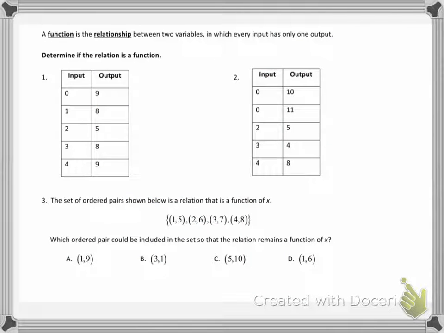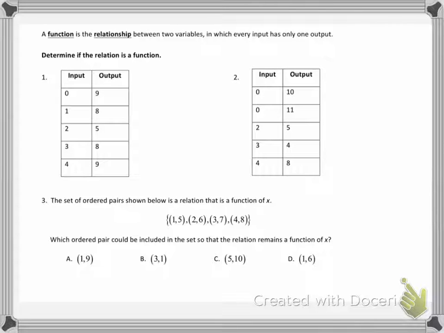Now, we're going to take a look next at how to identify whether something is a function or not. Here is the general gist. So you can see the definition at the top. A function is a relationship between two variables in which every input has only one output. Here's the long and short of it. As long as all of your x's are different, you have a function. If your x's are not different, if anything repeats in your x values in your domain, it's not a function.